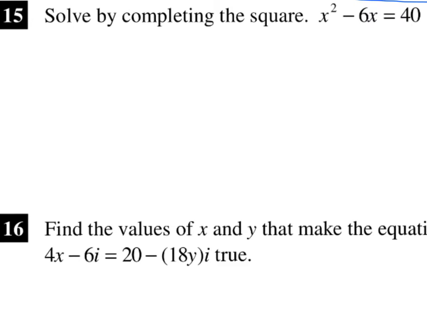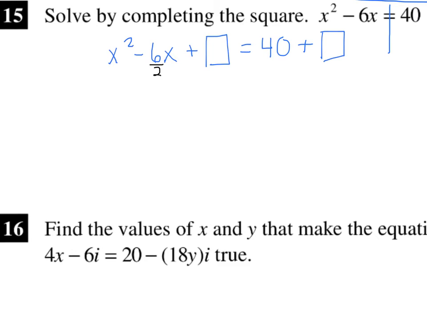Number 15, I also recommend completing the square. And in this one, we already have c on the other side. So I'm just going to scooch everything over so that I have a little more room here. x squared minus 6x, and now we need to add a perfect square on the left. We already have the 40 over there, but we need to add the perfect square on the right. So what are we going to add? 6 over 2 is 3, and 3 squared is 9. So we're going to add 9 on both sides.